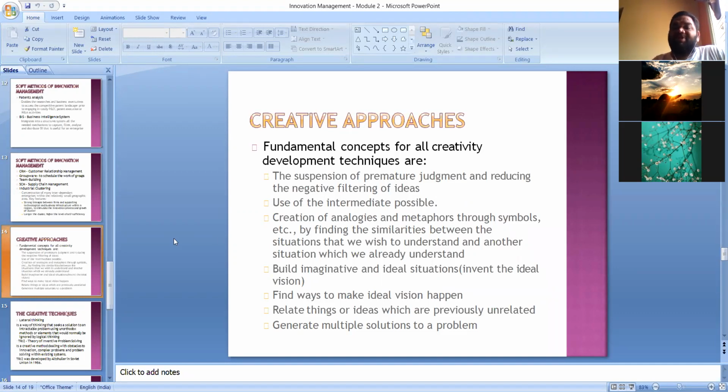The first one is a suspension of premature judgment and reducing the negative filtering of ideas. Very good. Not only in the organization, for you also it is a better thing when someone proposes some ideas. Everyone feels that you people are experts in that area. The first point tells us to never ignore or neglect any ideas given by your low level or middle level staff, whoever. So don't have a negative filtering of ideas. If someone is telling something, just note that idea down.